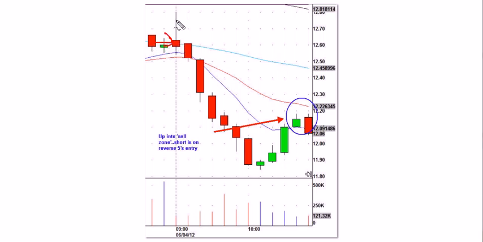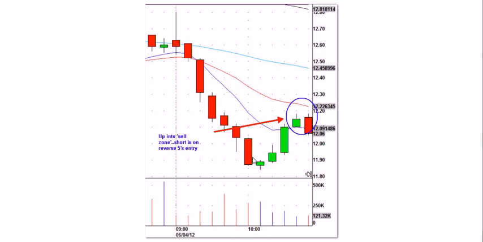I think this happened yesterday, LNG. Just straight down. All I have here is the 8-period moving average and the 20-period moving average, both those lines. And what I'm looking for is the first bounce. Okay, now you know you've got a weak stock.